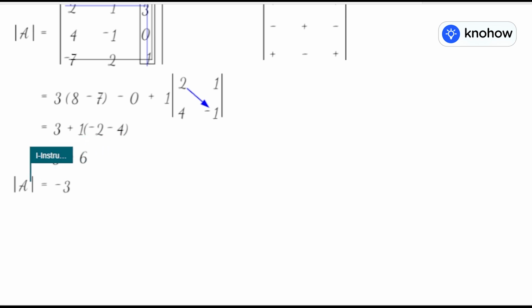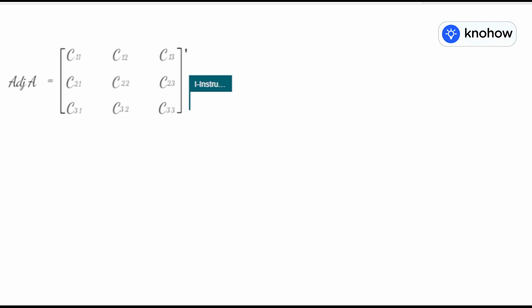And now let us work out adjoint A. You know the definition of adjoint A. It is the transpose of the matrix obtained by replacing each element by the corresponding cofactor, that is C11, C12, C13, C21, C22, C23, C31, C32, C33, and take the transpose of it. Now how do you work out the cofactors? That is, delete the row and column through that particular element, work out the value of the remaining determinant, and impose the proper sign, which is already there as plus, minus, plus, minus, plus, minus, plus, minus, plus.